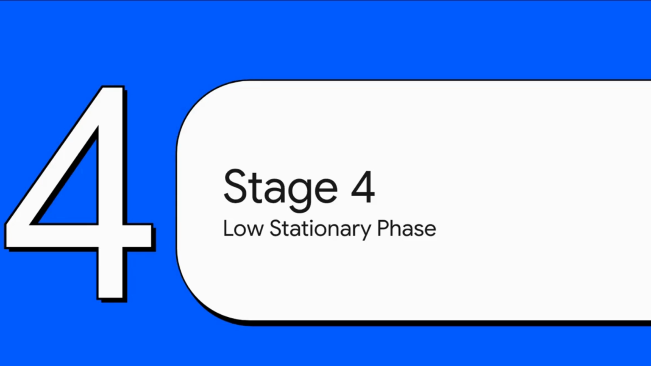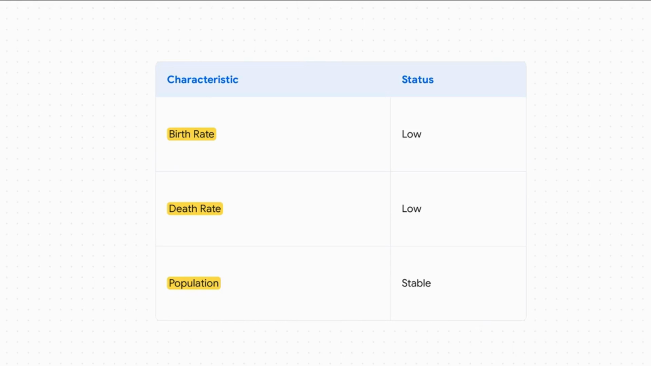And this brings us to a whole new kind of equilibrium in stage 4, the low stationary phase. This is pretty much where most developed countries find themselves today. So here's what's cool. The population becomes stable again, kind of like it was back in stage 1. But it's a totally different world. This time, the balance comes from a low birth rate and a low death rate. So the population is stable, or maybe just creeping up a tiny bit.